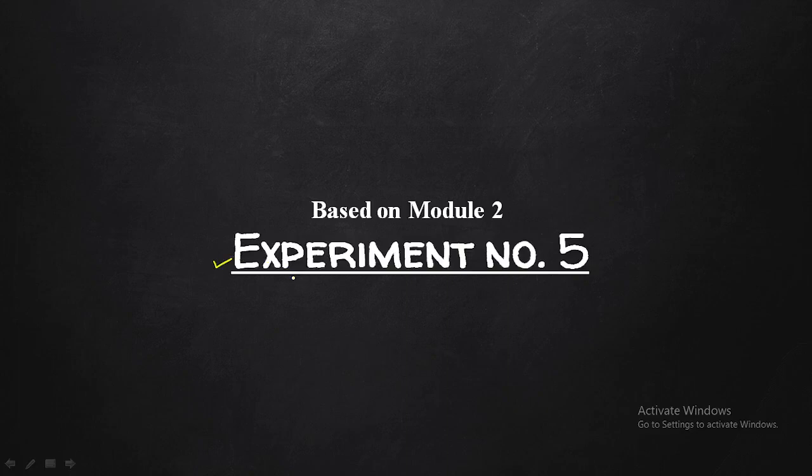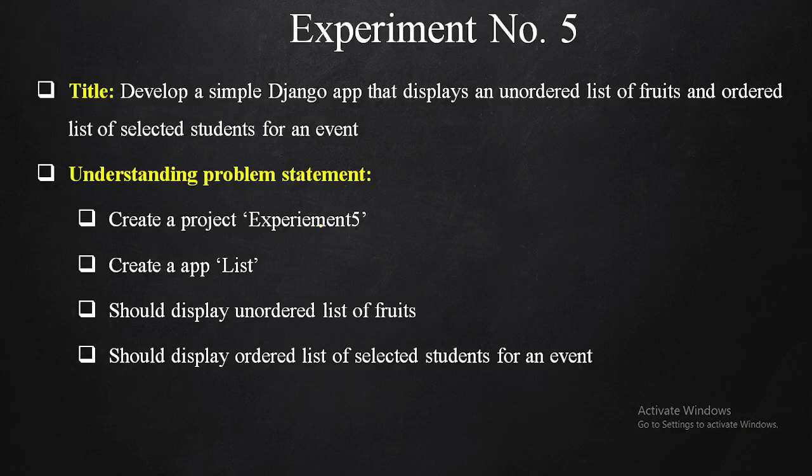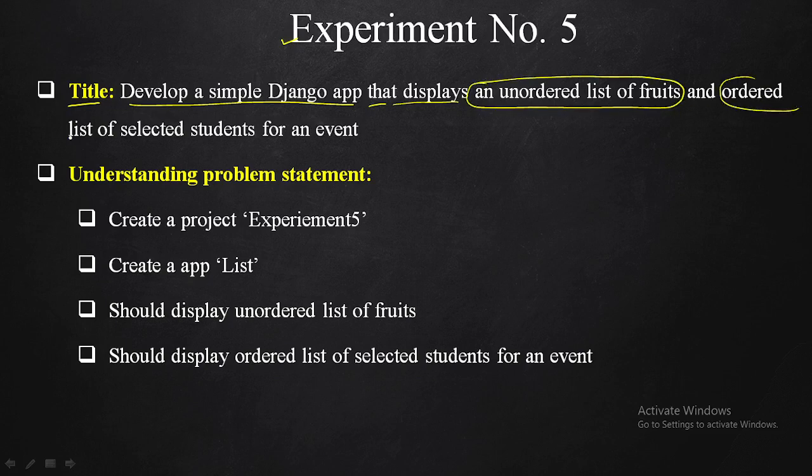In this video you are going to learn experiment number 5, which is based on module 2. Let's see how to write a code for experiment number 5. The title of the experiment is: develop a simple Django app that displays an unordered list of fruits and an ordered list of selected students for an event. This is the title of the experiment.